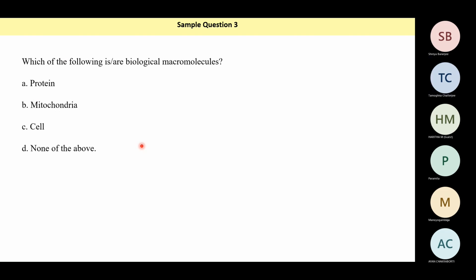Proteins. Yes. So the 4 biological macromolecules are proteins, carbohydrates, fats, and nucleic acids. So the correct answer is protein.